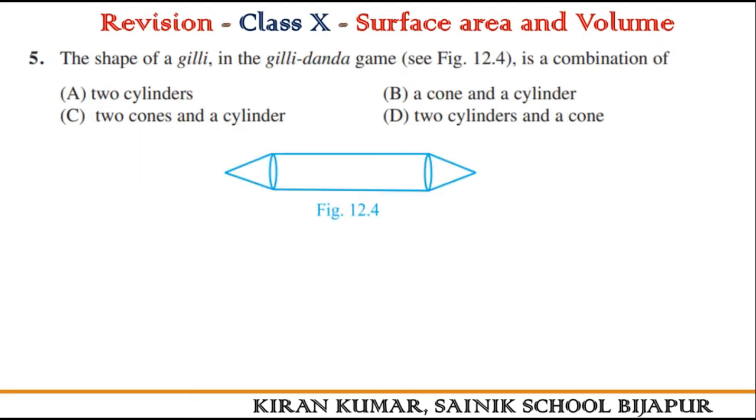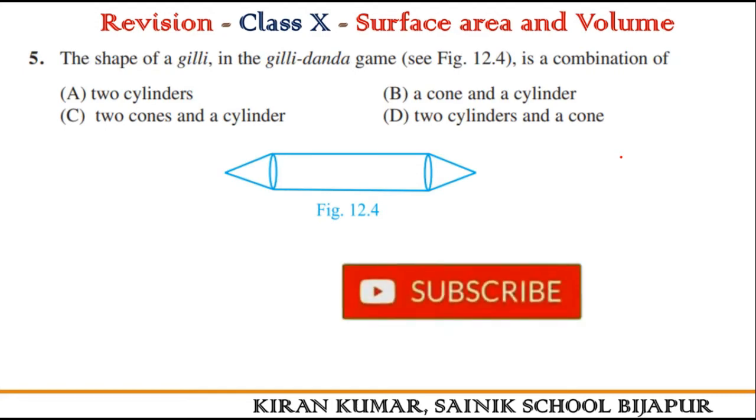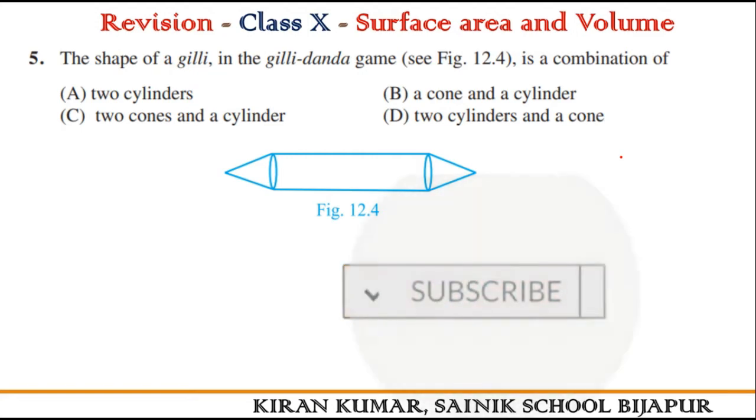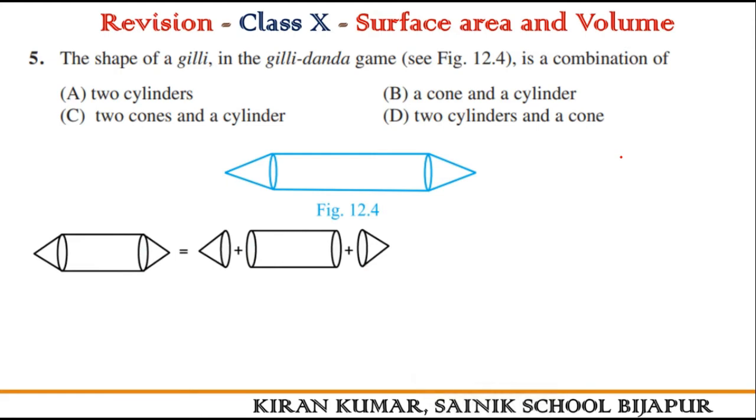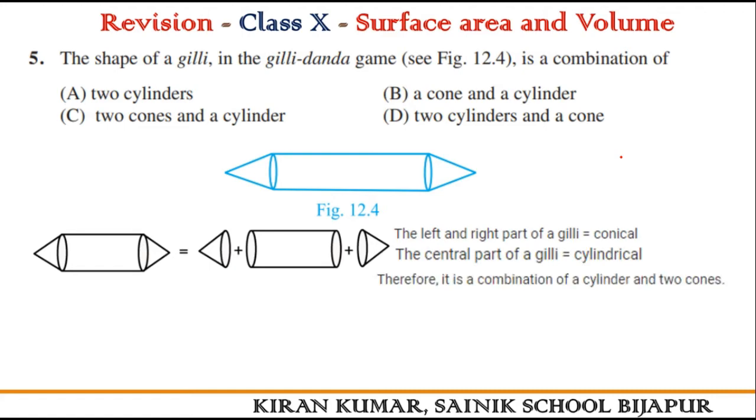Question 5. The shape of a gilli in the gilli danda game, which is seen in figure 12.4, is a combination of, you can look at this particular figure, it's been split here. There are two cones and a cylinder. The left and right parts of the gilli are a conical shape. The central part of the gilli is a cylindrical shape. Therefore, it's a combination of cones and a cylinder. So the right option is option C, two cones and a cylinder.